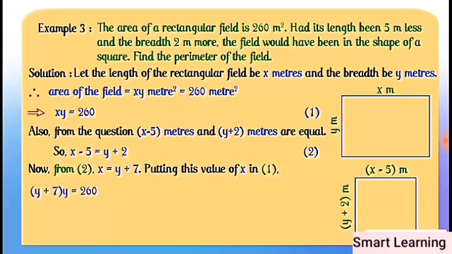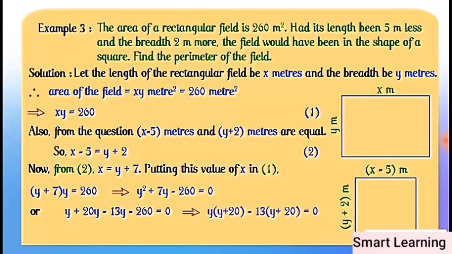y plus 7 into y is equal to 260. This implies y square plus 7y minus 260 is equal to 0. Or, splitting the middle term, we have y square plus 20y minus 13y minus 260 is equal to 0. This implies y into y plus 20 minus 13 into y plus 20 is equal to 0. Or y plus 20 into y minus 13 is equal to 0.